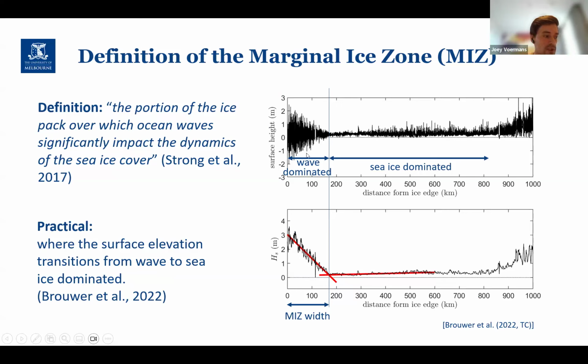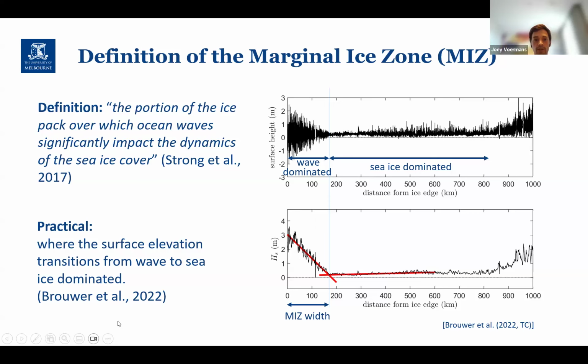So you see on the left the waves coming in. So 0 is the ice edge, and we see there's a decay of wave energy. At some point, it starts to approach 0, and then very gently we see an increase again in these fluctuations, or in the variance that's measured by the ICESat-2 laser altimeter.